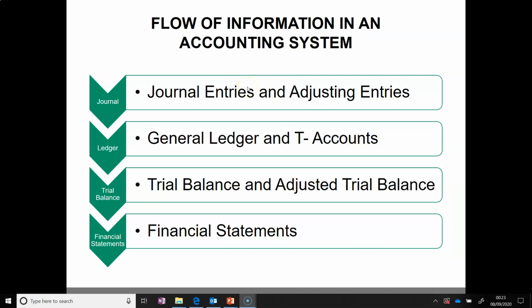Here we have a simplified representation of the flow of information in an accounting system. It starts with journal entries in the journal, and then these journal entries are used to prepare the ledger or T accounts, and the trial balance is then prepared from the ledger or T accounts. The trial balance may then be adjusted for any errors or omissions, and that leads to the adjusted trial balance. Then the financial statements are prepared from the adjusted trial balance or trial balance. This is also known as the accounting cycle.